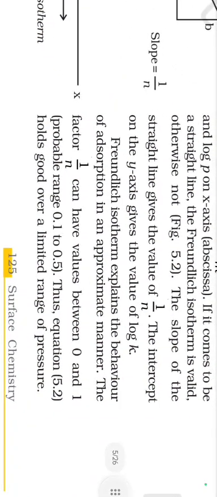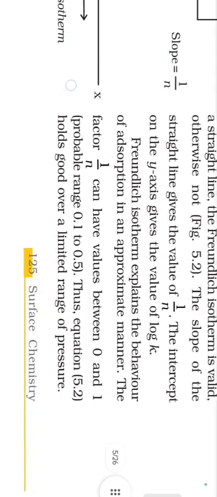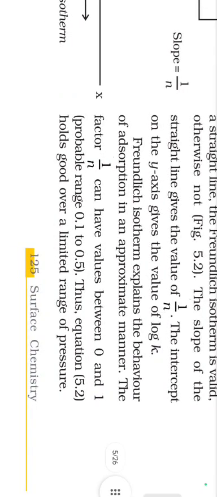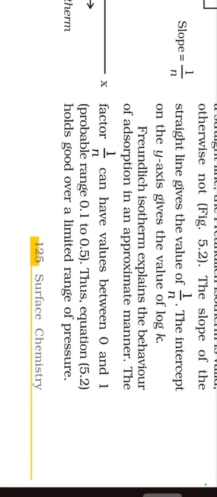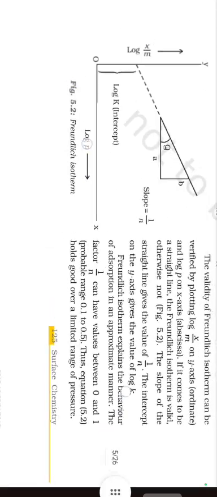Freundlich isotherm explains the behavior of adsorption in an approximate manner. The factor 1/n can have values between 0 and 1, probable range 0.1 to 0.5. Thus, equation 5.2 holds good for a limited range of pressure.